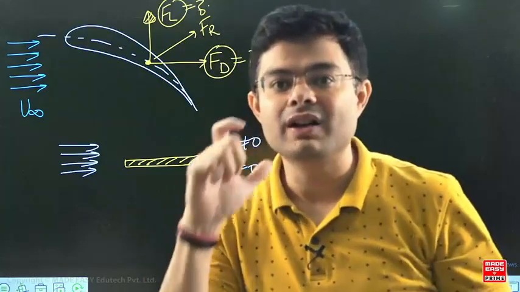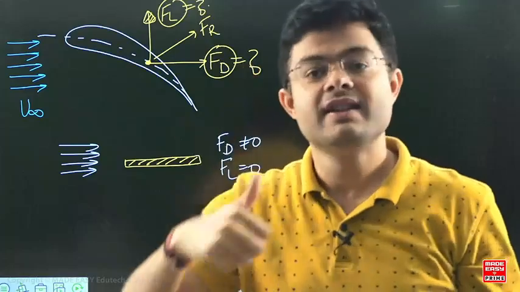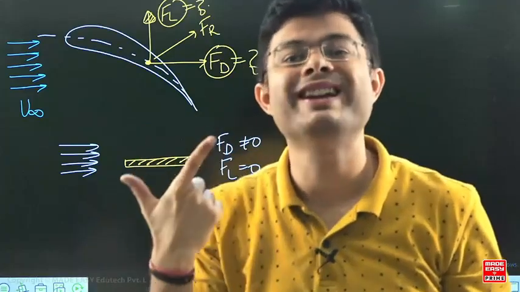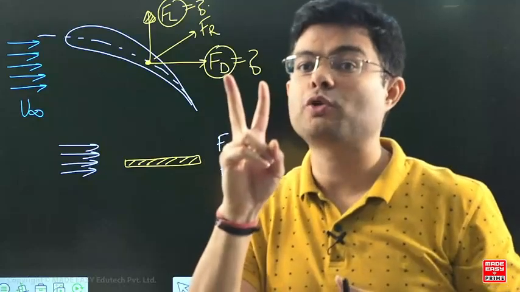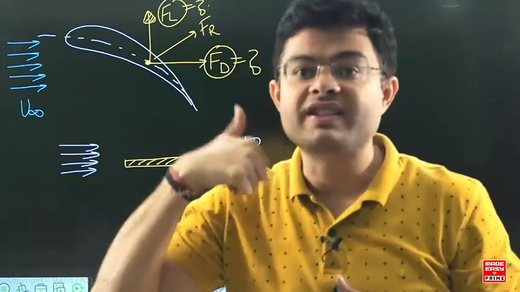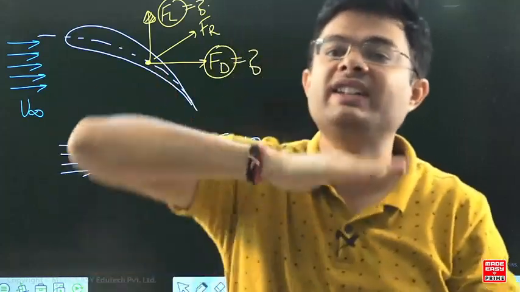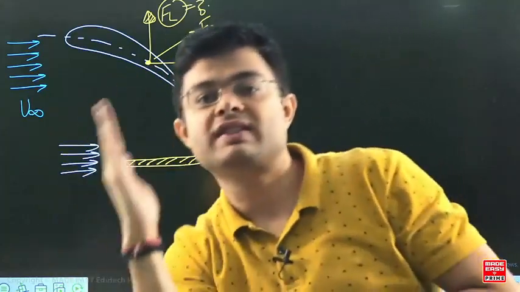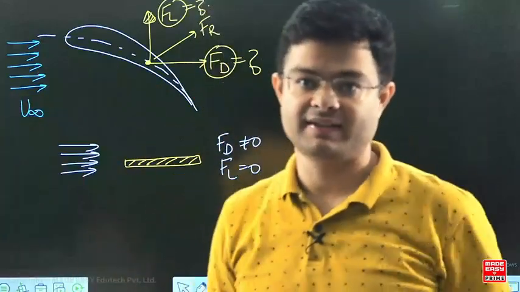And in the world of aerodynamics, only two things matter: shape of the body and orientation of the body. Listen to your teacher carefully. Two things in aerodynamics matter the most: shape of the body and orientation of the body. How you are orienting the body is going to decide what kind of force your body is going to experience.